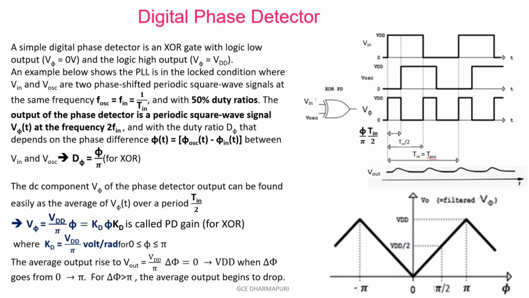So the average output rises to Vout is equal to VDD by pi, and del phi is equal to 0 to VDD when del phi goes from 0 to pi. For del phi greater than pi, the average output begins to drop.